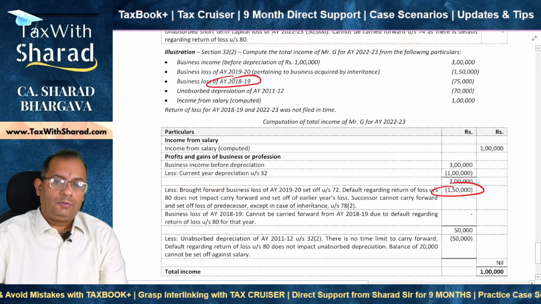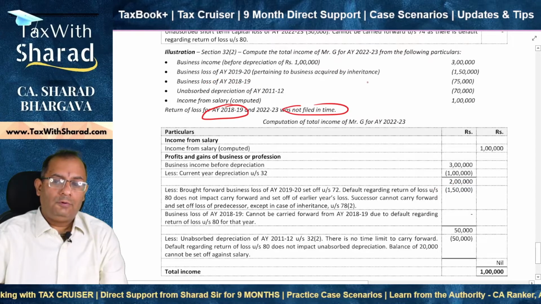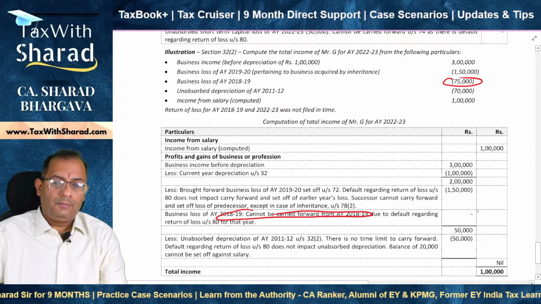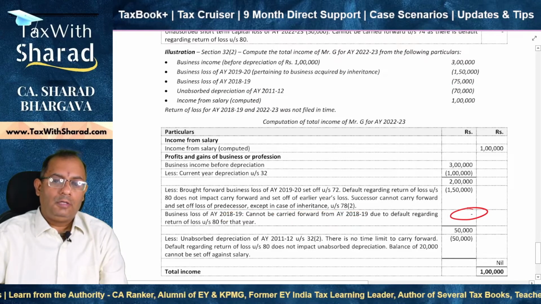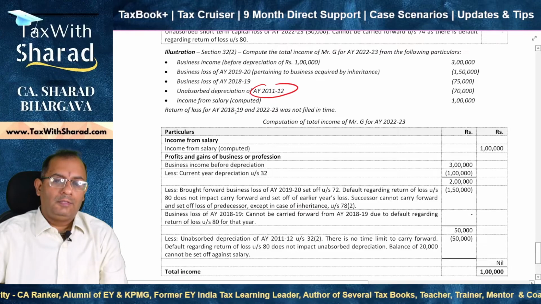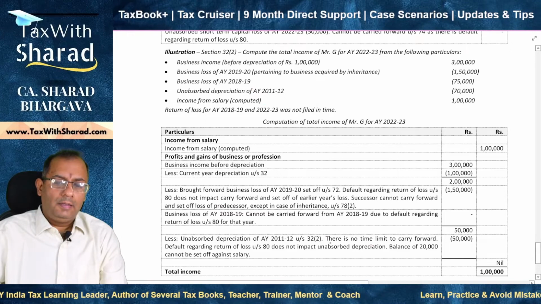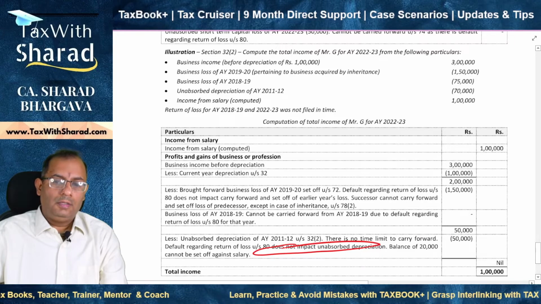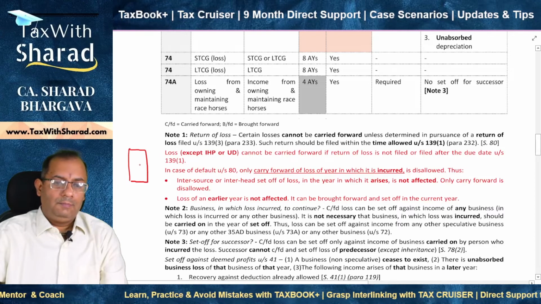What about business loss for 2018? We are told that 18-19 return of loss was not filed in time, and therefore this particular loss of 75,000 you cannot carry it forward, and therefore you also cannot set off in the current year. What happens to unabsorbed depreciation of 11-12? This return of loss restriction doesn't impact this in any manner. Okay, and it does not impact, and therefore you can bring it forward and then you can set it off. So hope these aspects are clear to you and you will not make any mistake next time if you encounter any question on this particular point.